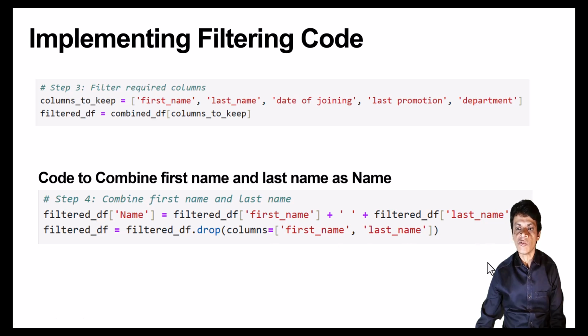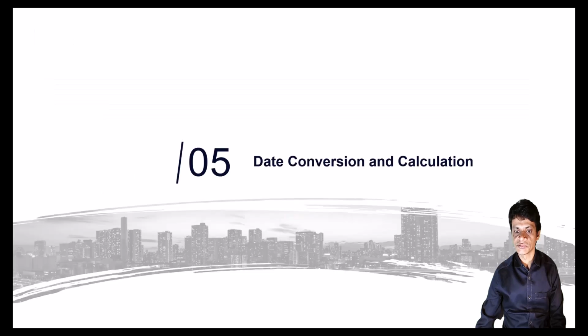Now, this is the next section. The next section is converting the date of joining into proper date format. Last promotion also is a date format, so we'll convert both. After the conversion, we'll do the calculation, like getting the months.